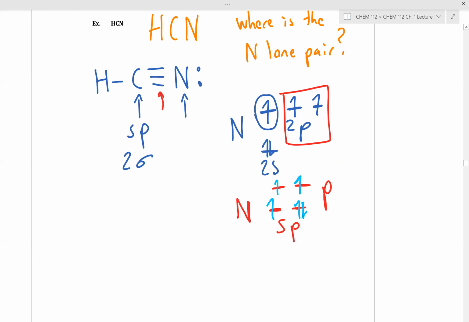And the only thing that changes when we compare carbon and nitrogen is how many electrons does nitrogen have? 5. So what happens when we try filling these 4 orbitals? We end up with one of our orbitals holding what? A lone pair. So this set of electrons in an sp hybrid orbital is a lone pair. And more specifically, it's a non-bonding.